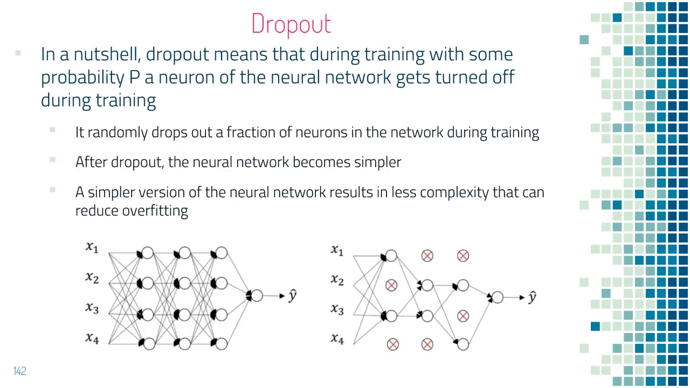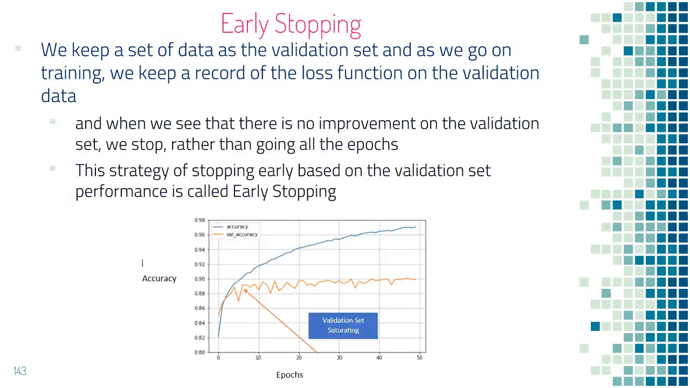So what we do is we ignore or deactivate some of the neurons randomly. That reduces the chances of overfitting. A simpler version of the neural network results in less complexity, which can reduce overfitting. So that is about dropout. There will be a lot more details about dropout in the forthcoming practical sessions.